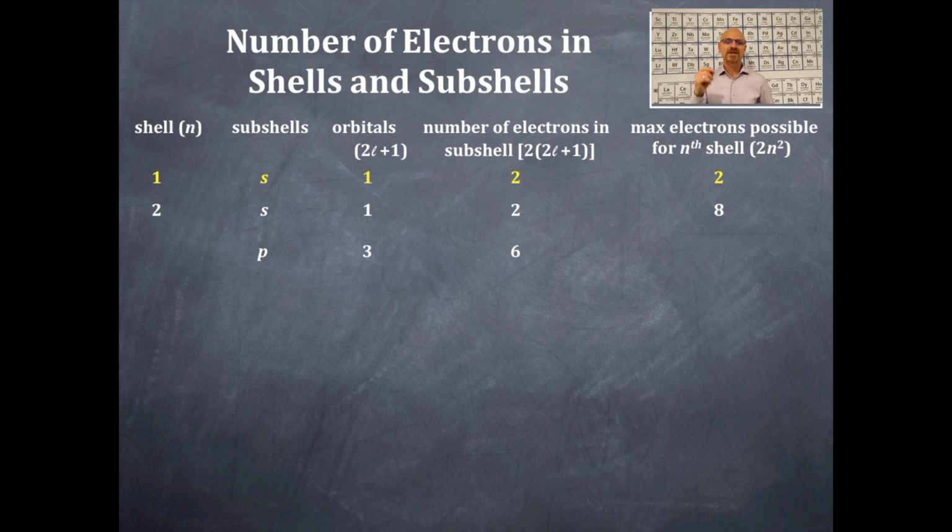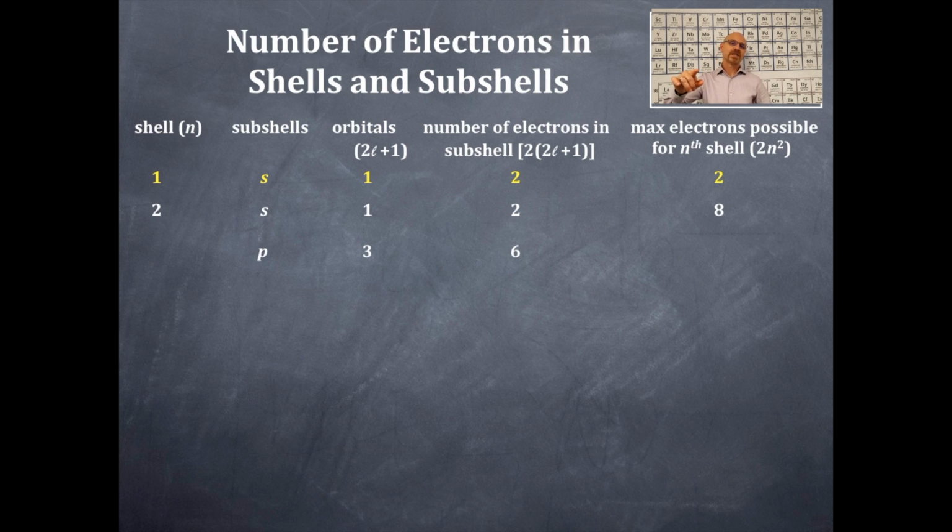Okay, next one. The next one is the n of 2 shell. In that n of 2 shell, there are 2 subshells, and that's s and p-type orbitals. In the s orbitals, there's still 1 orbital. In the p-type orbitals, now we have 3. Remember, it's 1, 3, 5, 7, 9, 11, etc. And the maximum number of electrons in those is 2 and 6 respectively. If you add up the 2 and the 6, then you get 8.